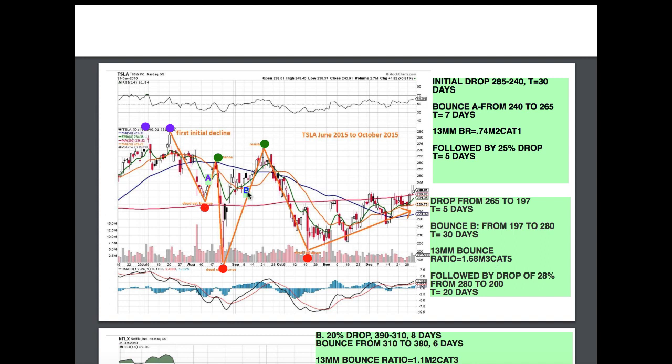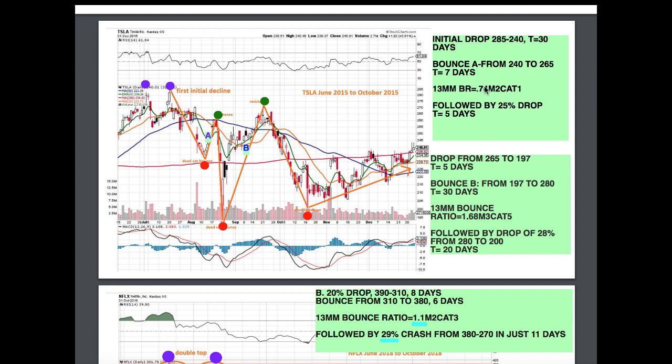So A, B, okay, and then after that you're pretty much done because that's when the uptrend resumes right here. So you got bounce A, bounce B, followed by a drop. In this case, after bounce B, we got a drop of 28%. The stock drops from 280 to 200 bucks, and the time frame is 20 days. So it's important to understand that generally, the time frame on the drop after a bounce B is going to be larger.